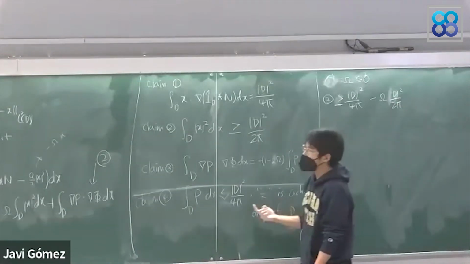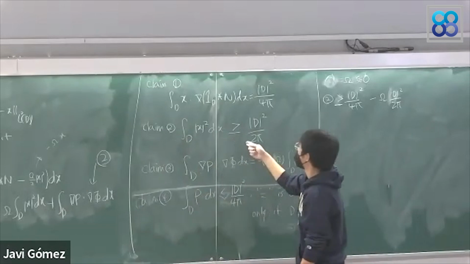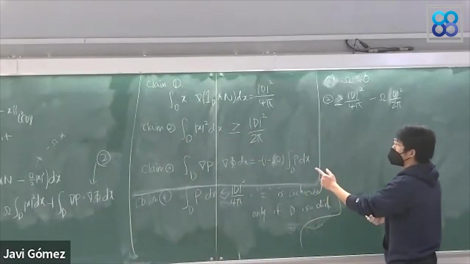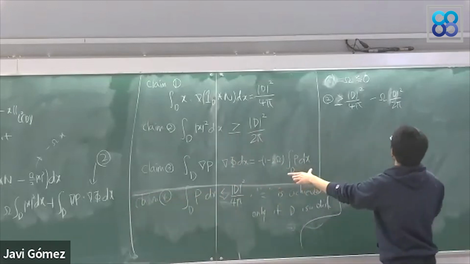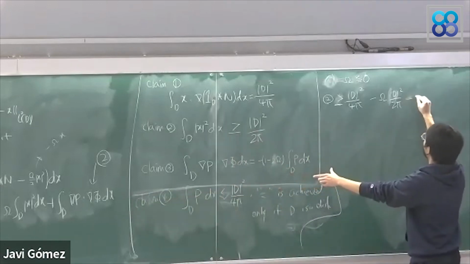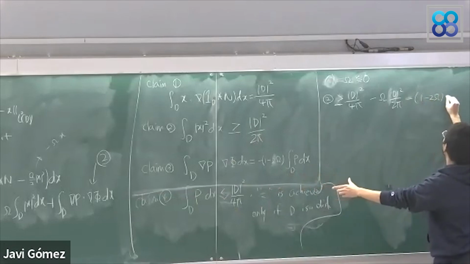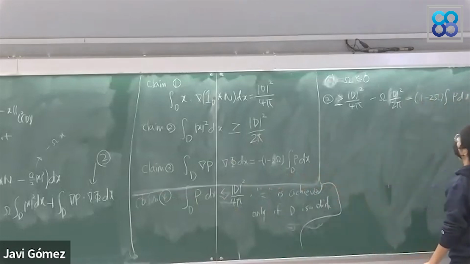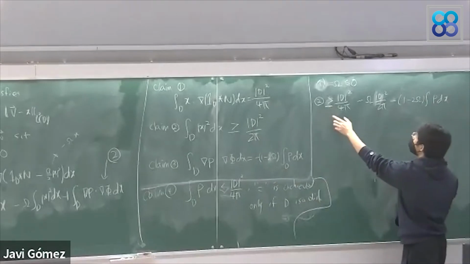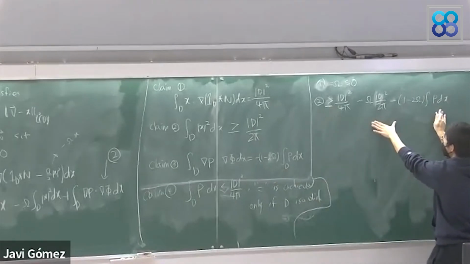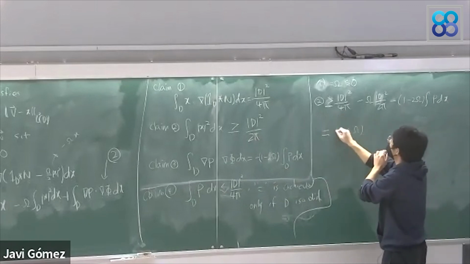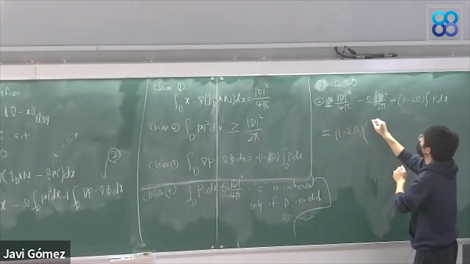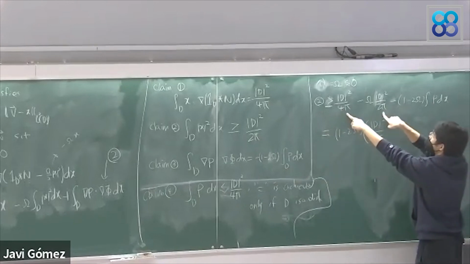So what I did is I replaced the second term by this inequality, and then we have the third term here that is equal to minus 1 minus 2 omega. Yes. So this 2 is always bigger than this one, and then that can be shown as 1 minus 2 omega times d squared over 4 pi, which comes from these two terms.